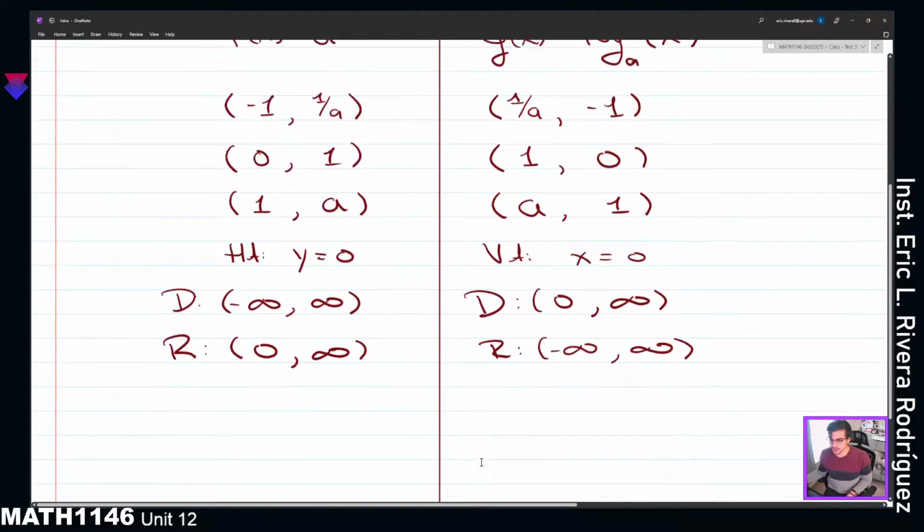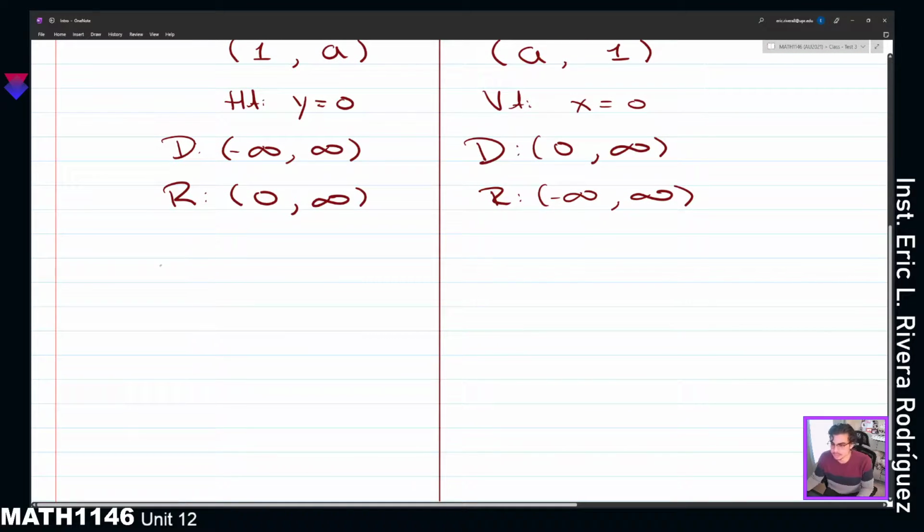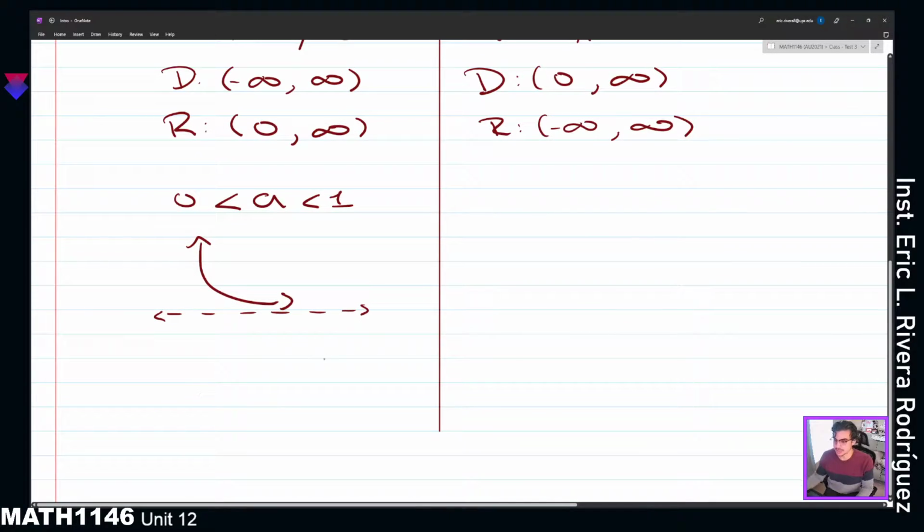The shape of their graph when a is from 0 to 1, we will have a decreasing behavior, knowing that the horizontal asymptote is here, sorry. So that's the horizontal asymptote. Okay, when a is greater than 1, we will have an increasing behavior.